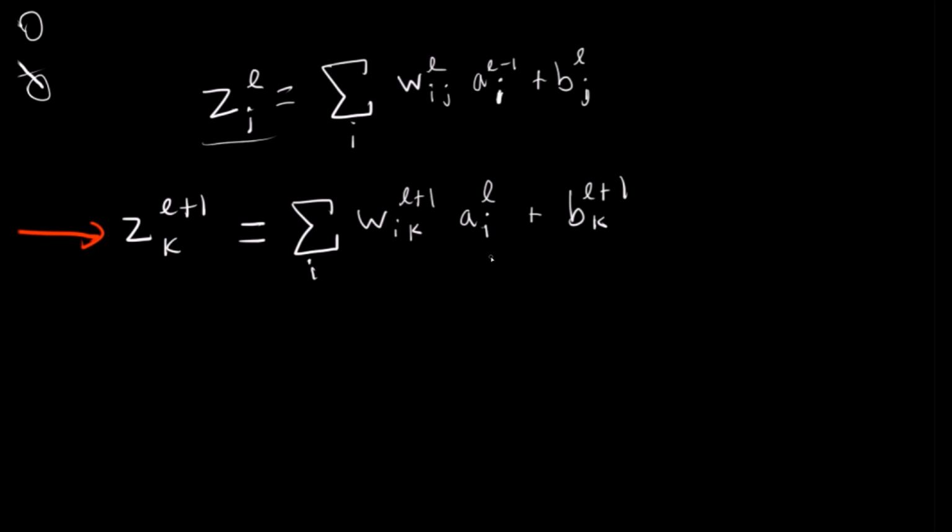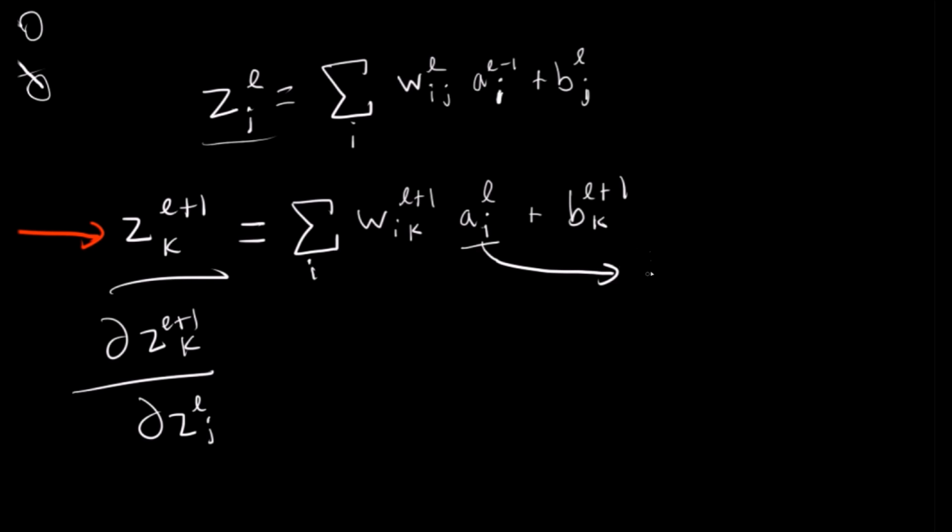Okay, so this looks simple enough so far. We just translated this into this, right? Now we need to go about taking the partial derivative, which is what we're looking for, with respect to the activations in the previous layer. Sorry, this should be a J. Now we can actually do a little bit of substitution here, because this A_J of L is really the sigma, the activation function, of Z_J of L, right?